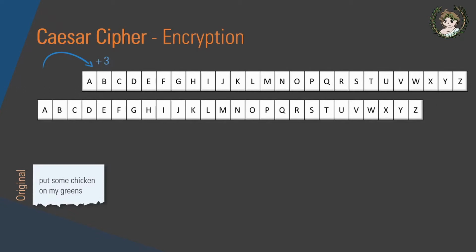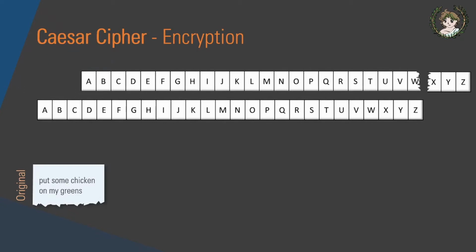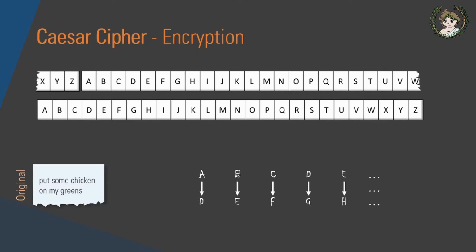After the shifting is done, you can see X, Y and Z have no matching letter. Hence, we move them to the beginning. You could imagine the alphabet as an ongoing circle which starts over after the Z with the A. As a result, we have now a different way to represent our letters. A is now a D, B is now an E, C is now an F, and so on.